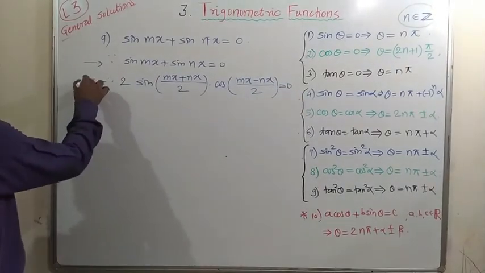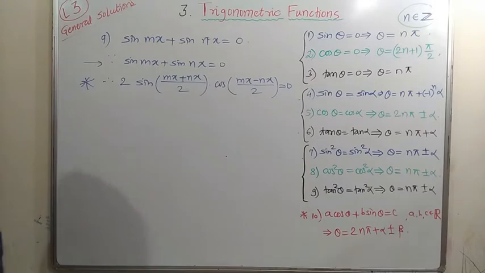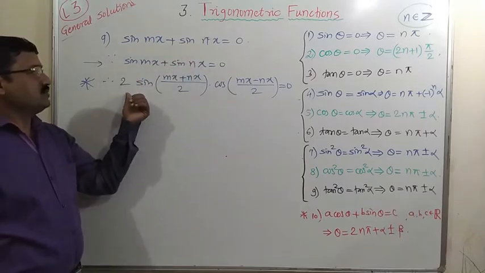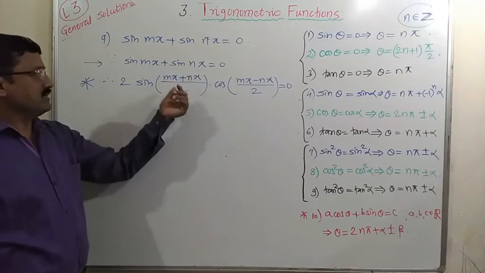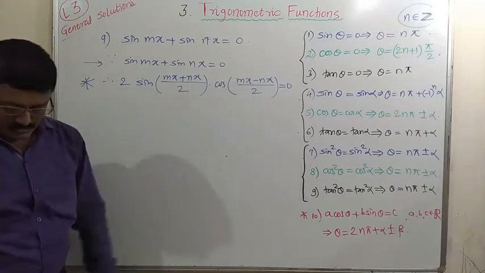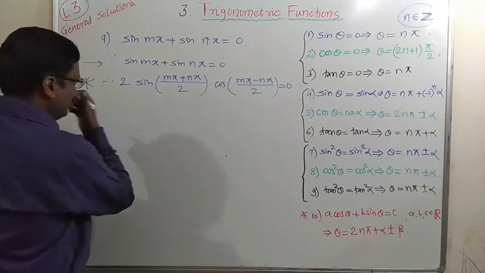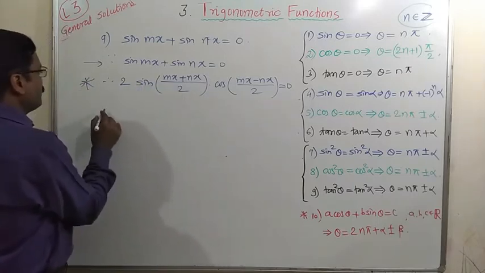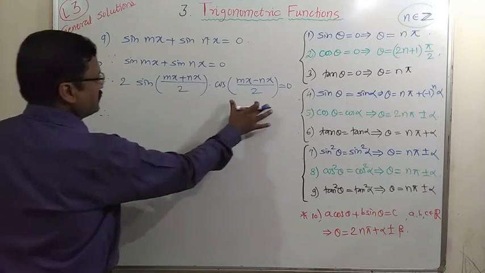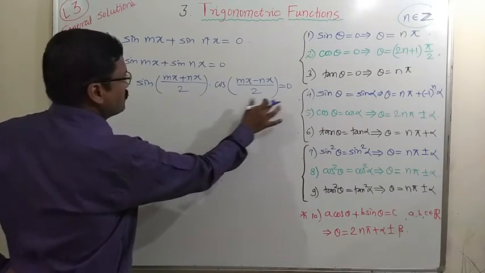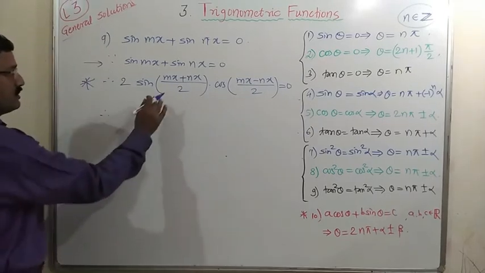Is it okay? Have you got this step? Here sin plus sin is given, so formula is 2 sin cos, addition upon 2, difference upon 2. So we get this. Again dividing by 2, this 2 will get cancelled. Simplify this. Therefore this is the multiplication of two trigonometric ratios, and their multiplication is 0, so one of them will be 0.